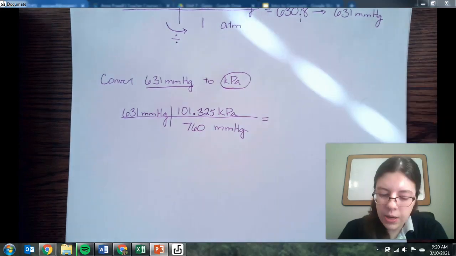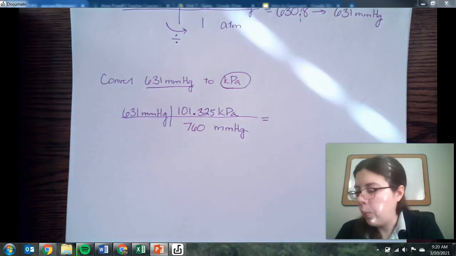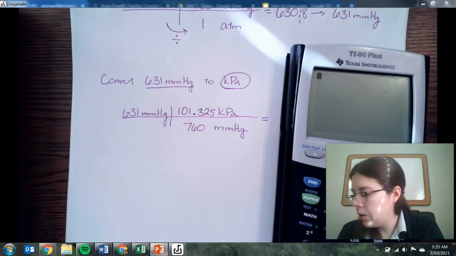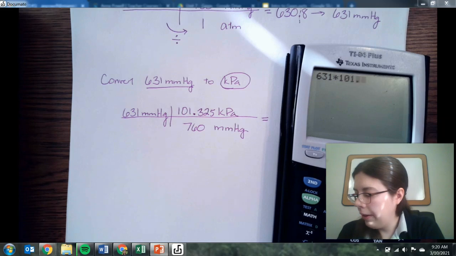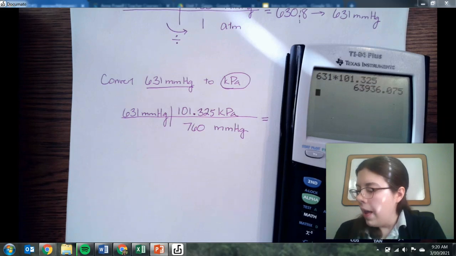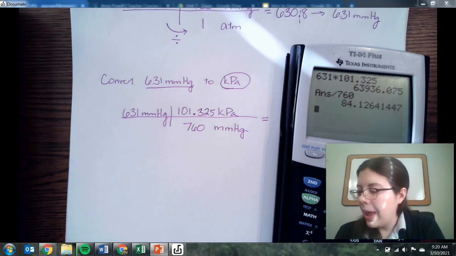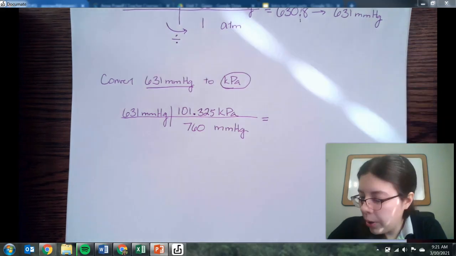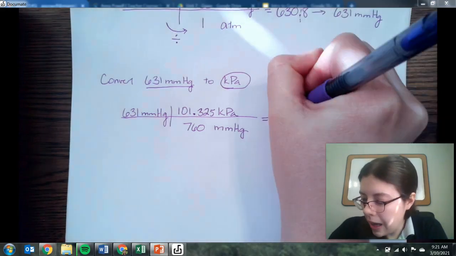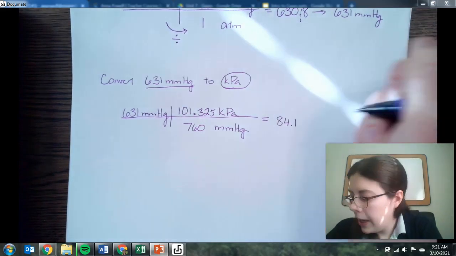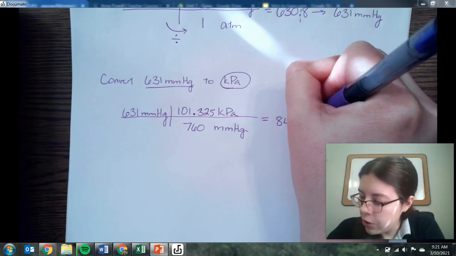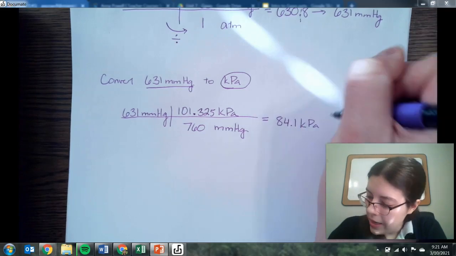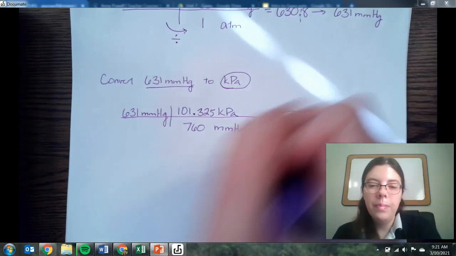So again, numbers on top we multiply, numbers on the bottom we divide. So 631 times 101.325. And then we're going to divide that by the 760 that's on the bottom. So that gives us an answer of 84.1. Okay, and again, we're going to round to 3 sig figs because that's how many my given has. So 84.1, and then finally, don't forget your unit to get that final answer.